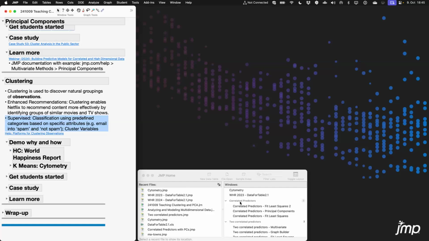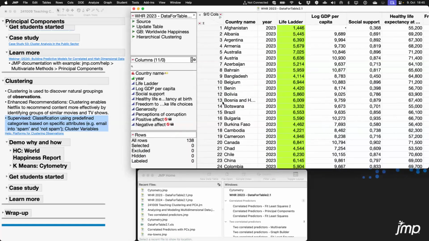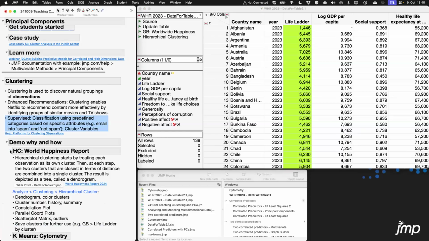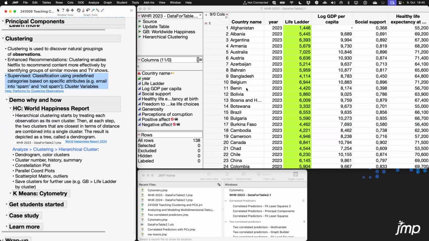So how to demonstrate the why and the how to students. So here I have the world happiness data from the report this year, 2024. And the last year, which is in the data, is 2023. So we are looking at more than 100 countries in this case, for this year only. Now, this data can be downloaded as an Excel spreadsheet, and then it's an easy step to get it into JMP, and then I use the data filter to just extract the data for the previous year.